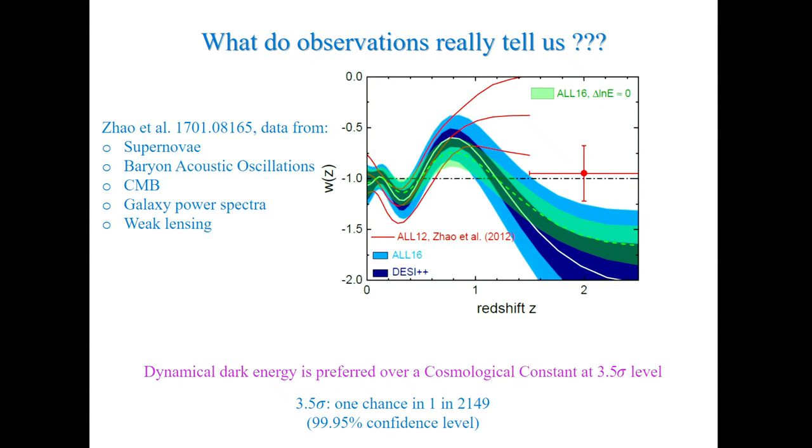And if you take into account the error bars of these observations, it looks, at least from this observation, that there's something dynamical, which we call dynamical dark energy, that is preferred over a cosmological constant at the 3.5 sigma level. So 3.5 sigma tells us our confidence on how likely this measurement is really something physical, as opposed to just coming from the statistics, or just one chance in 2049 that something like that could have happened. To put that in a percentage, there's a 0.5% chance that this is just a statistical fluke, that there's nothing physical in there.